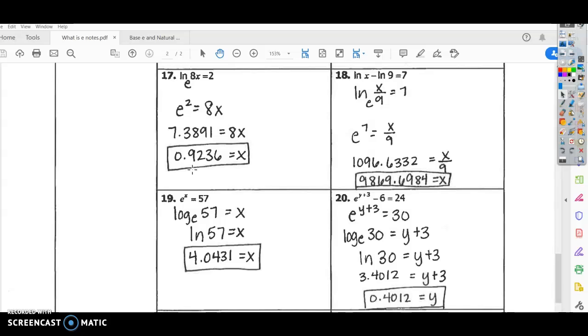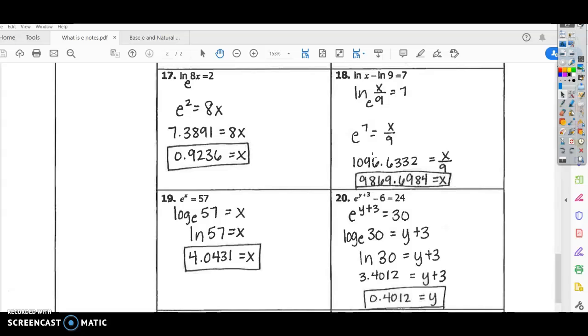Okay? Same thing over here. Properties of logs says subtraction goes to division. So log base e of x over 9 equals 7. So we're going to rewrite that as e to the 7th power equals x divided by 9. Type in e to the 7th, and then you're going to multiply both sides by 9 to get your answer.